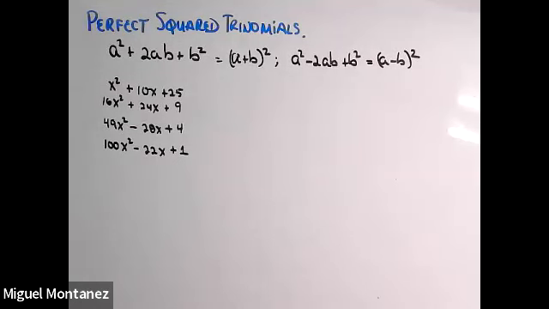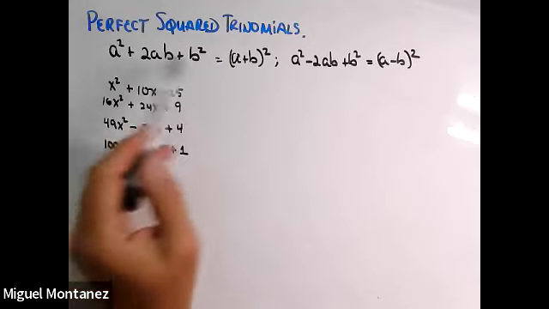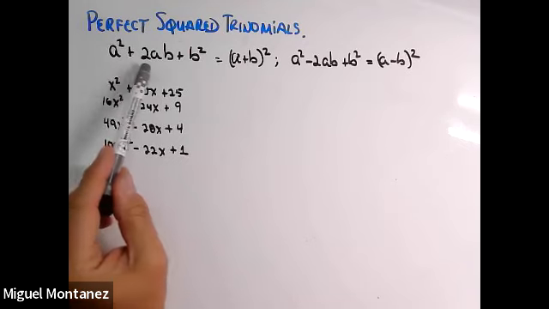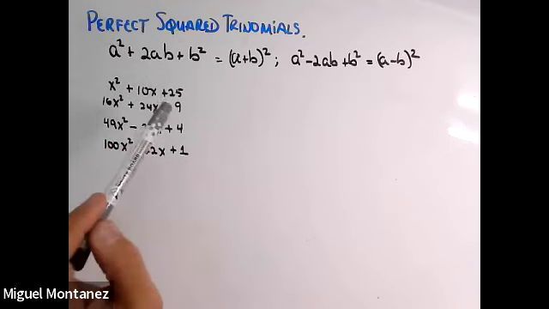Scholars, the purpose of this short video is to explore perfect square trinomials and how we can use them as a tool to solve radical equations, or equations involving radicals. First of all, let's recall what a perfect square trinomial is. It's a trinomial with three terms of the form a squared plus 2ab plus b squared.